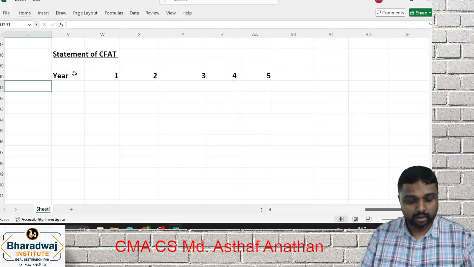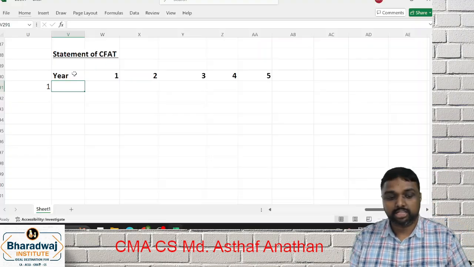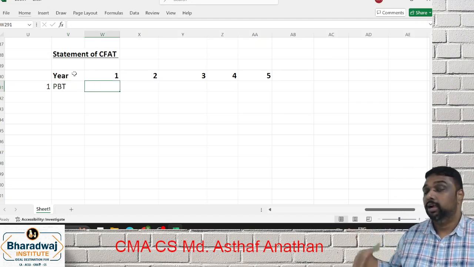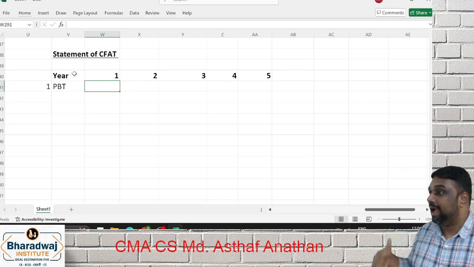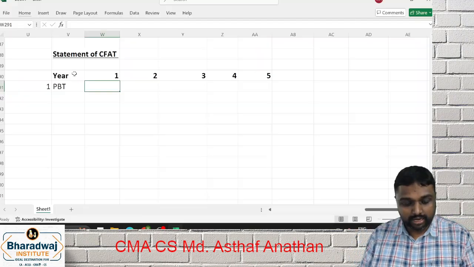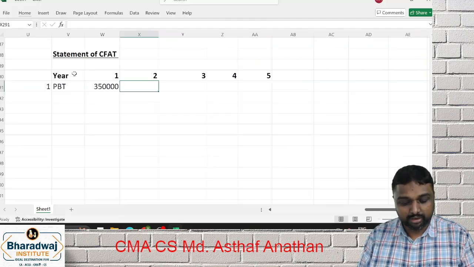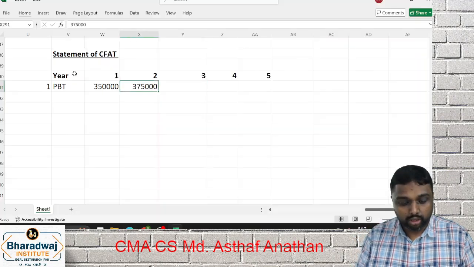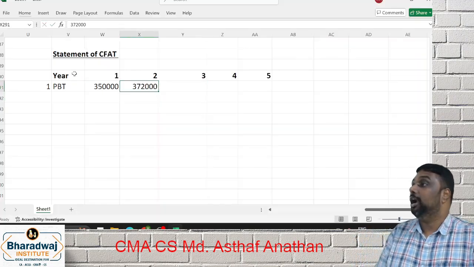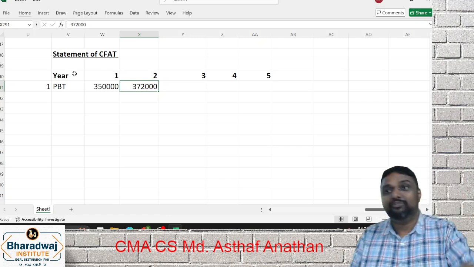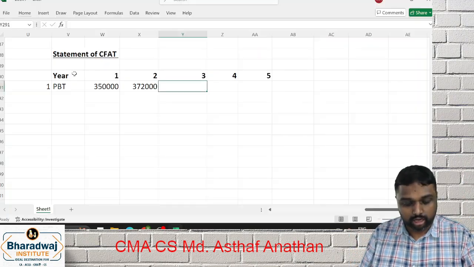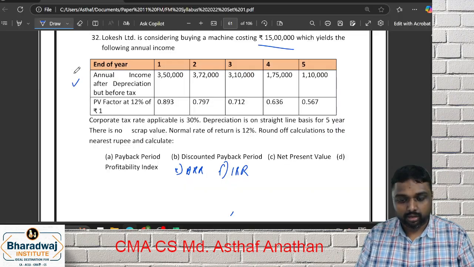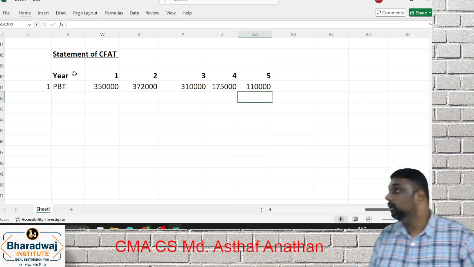Now what is the next point? Annual income after depreciation but before tax. It is PBT. In this question I have taken PBT willfully as one item. Sometimes they'll give EBITD, sometimes they'll give PAT. It depends, it will change. So what is the item? 3,50,000. Every year a different amount. If every year is the same amount, you have to prepare only one item, and you can just put 1 to 5. But here it is a different amount. I took this question willfully because you will get that exposure also. 3,10,000, 1,75,000, 1,10,000. Are you clear, friends?